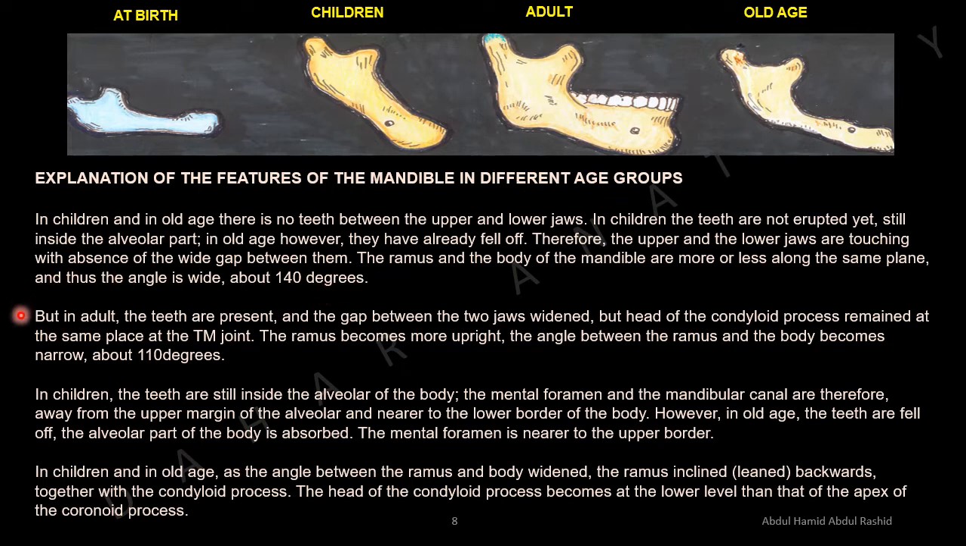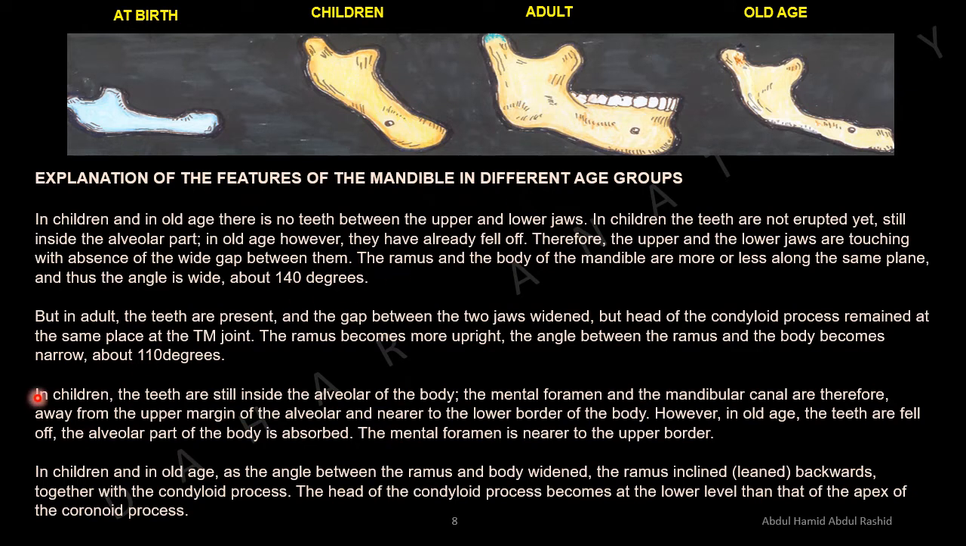But in adult, the teeth are present and the gap between the two jaws widens. However, the head of the condyloid process remains at the same place at the temporomandibular joint. The ramus becomes more upright. The angle between the ramus and the body becomes narrow, about 110 degrees.